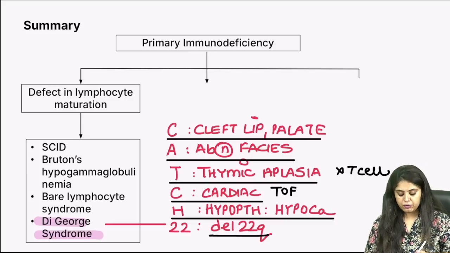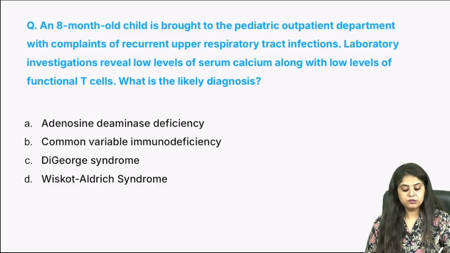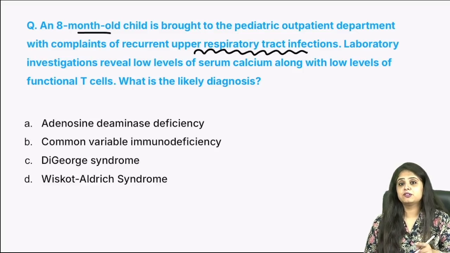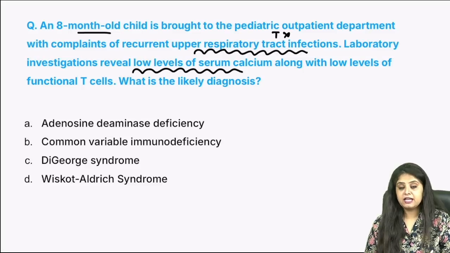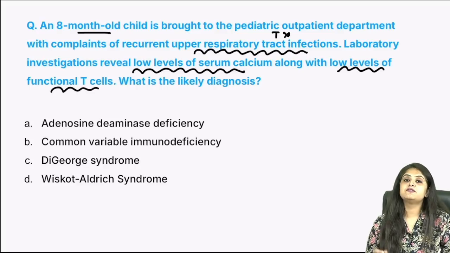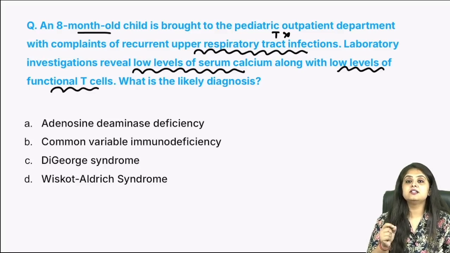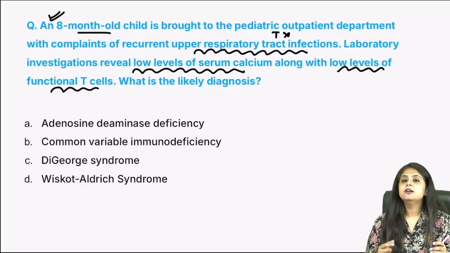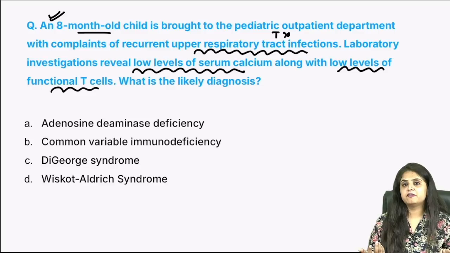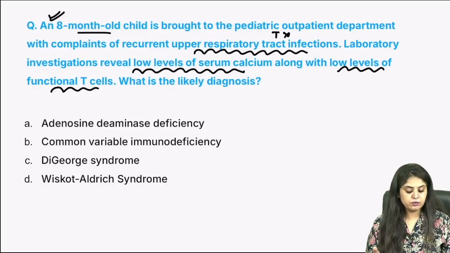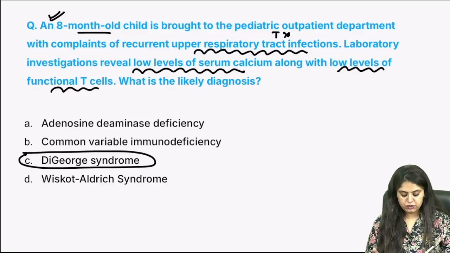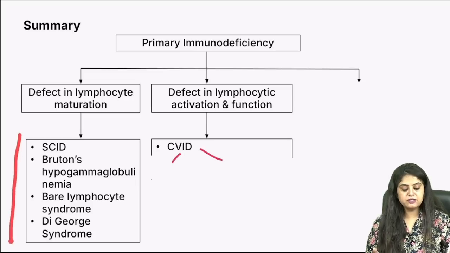How does a question come on DiGeorge syndrome is this, where they will give you a small child and the child is having multiple infections. You understand why? Because thymus is not there, T cells have not developed, so obviously infections will occur. Then you see that there are low levels of serum calcium because the parathyroid gland is not there, and they have mentioned that there are low levels of functional T cells. They are classically hinting towards a T cell defect in a young child. They've not mentioned everything like cleft lip, cleft palate. They don't want to give away the answer to you, and based on that, it is DiGeorge syndrome. So all of the lymphocyte maturation defects are done.